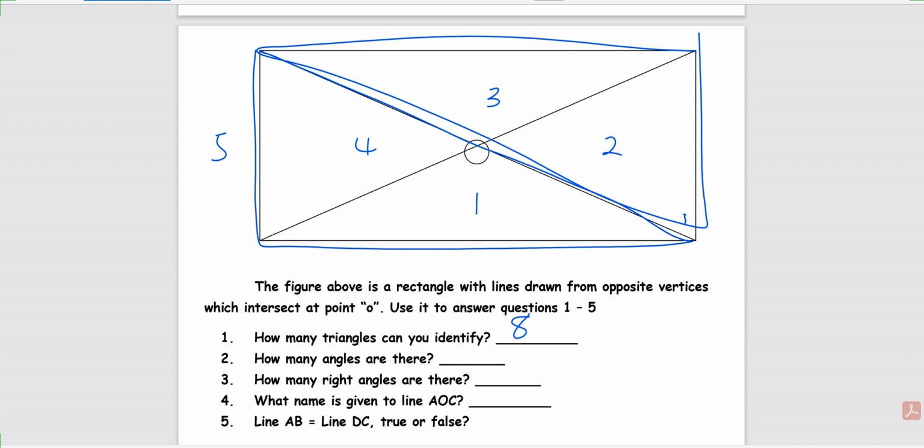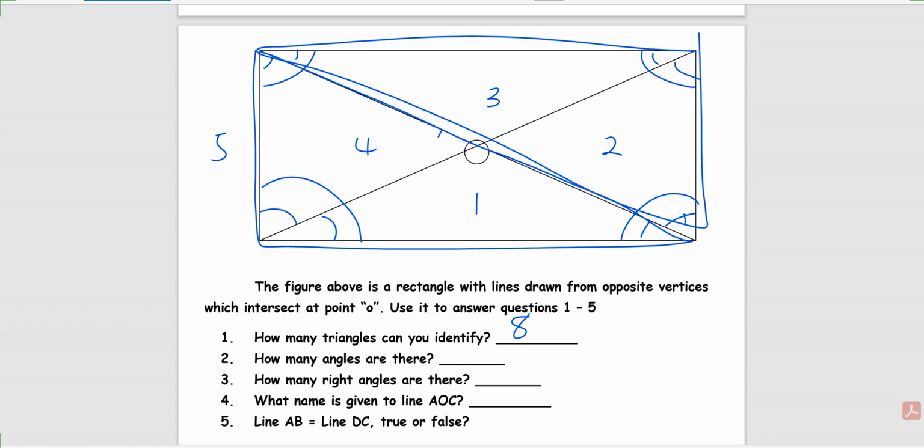Now how many angles are there? Like I said, angles are where two lines meet. These are two lines that meet. That's an angle. This is another line that meets, that's another angle, making 2. And this line is another one, making 3. So for each side, you have 3 angles. And that makes 12. 12 angles by this side.